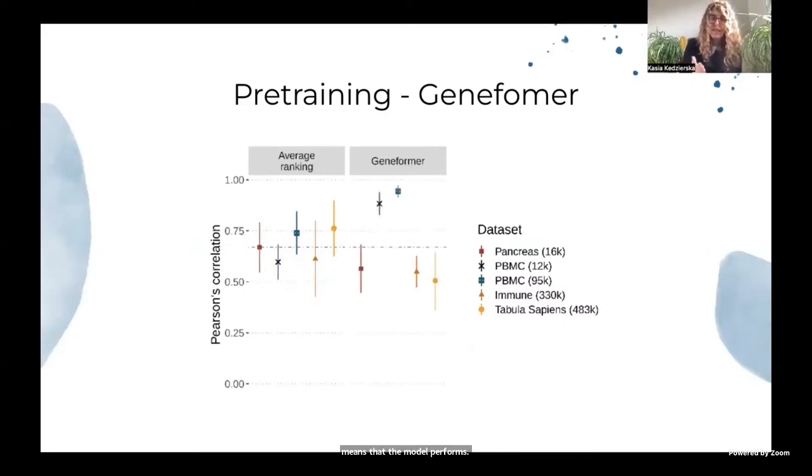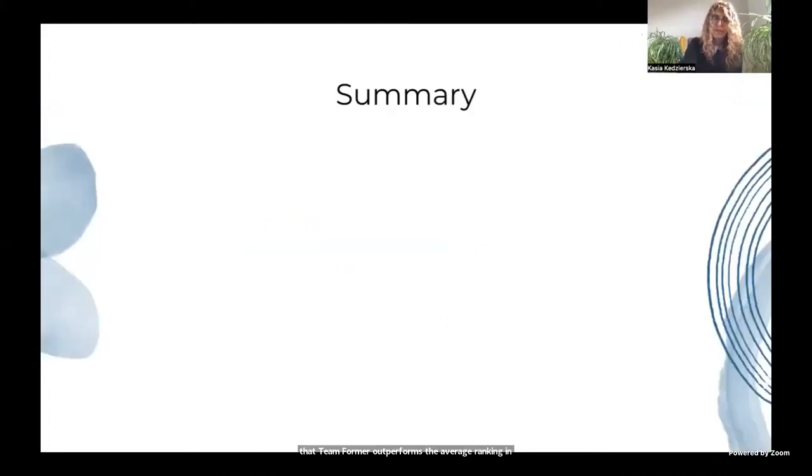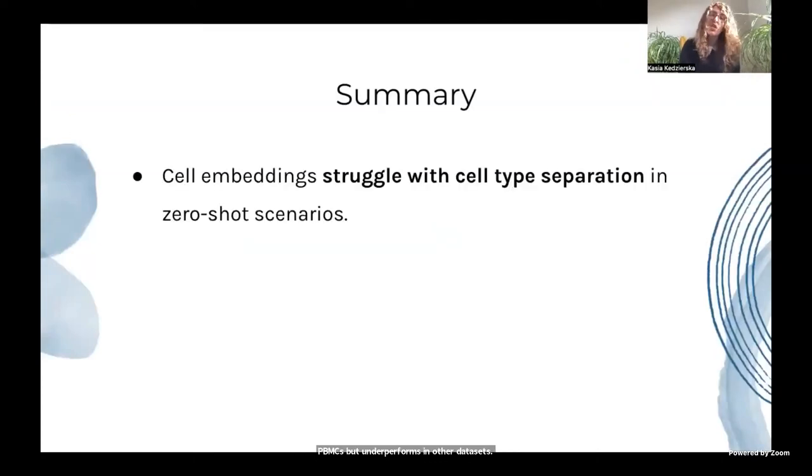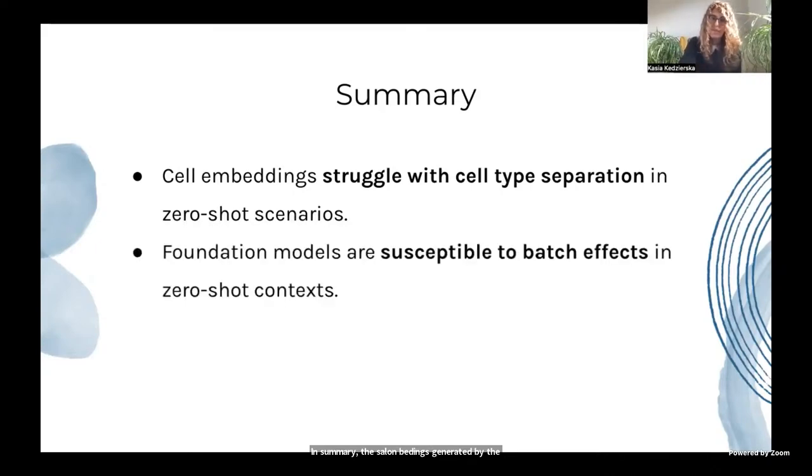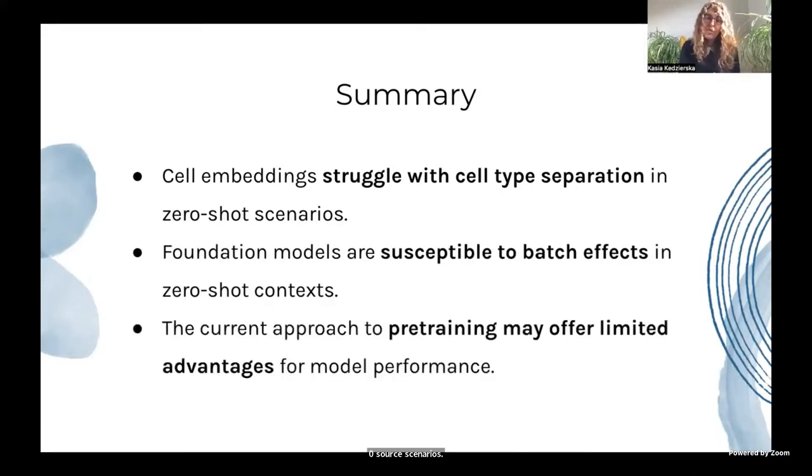And what we see is that Geneformer outperforms the average ranking in PBMCs, but underperforms in other data sets. In summary, the cell embeddings generated by the foundation models struggle with cell type separation in zero-shot scenarios. They are susceptible to batch effects, and the current approach to pre-training may offer limited advantages for model performance.